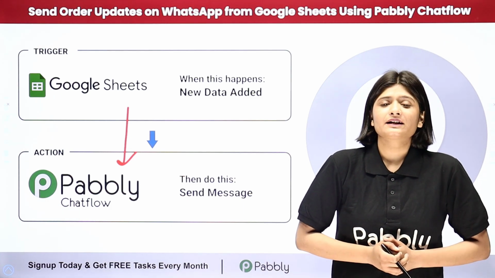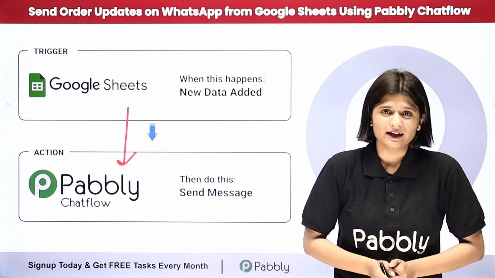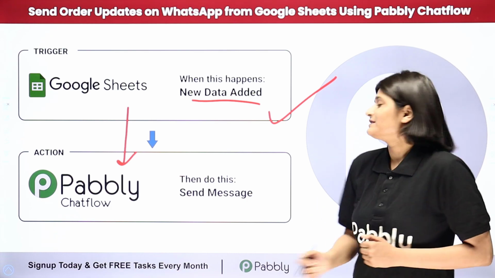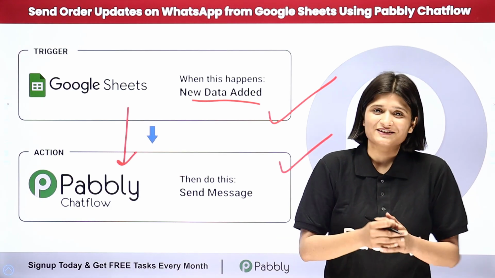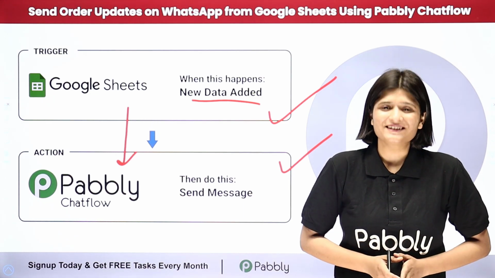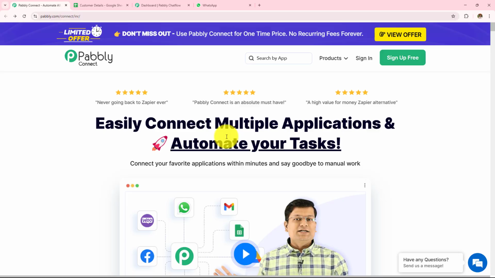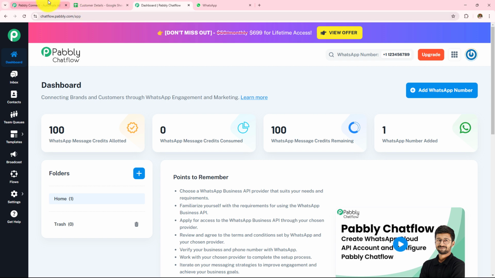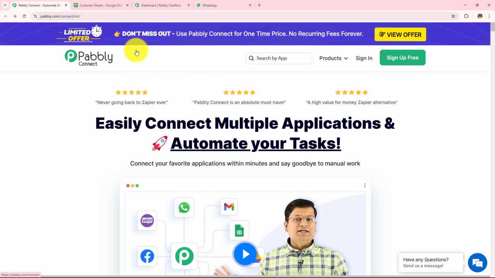Now with the help of Pabbly Connect, I am going to build this connection in such a way that whenever a new row is updated in my Google Sheets, a WhatsApp message will be sent to that customer automatically and instantly. Now if you want to learn this amazing automation step by step, then let me take you all to my screen. In this video, we are going to learn how to send order updates on WhatsApp from Google Sheets using Pabbly Chatflow. For this, we are going to create automation between Google Sheets and Pabbly Chatflow with the help of Pabbly Connect.